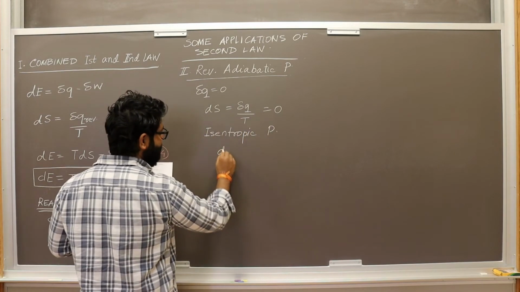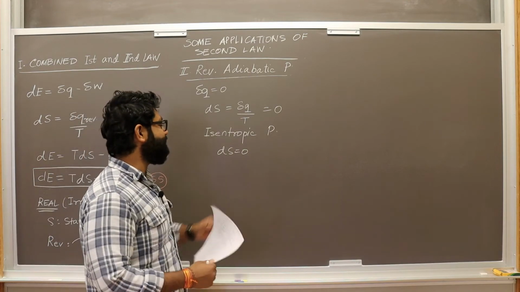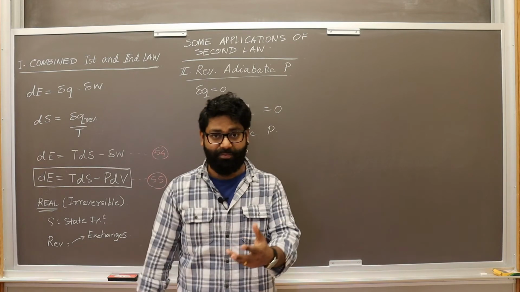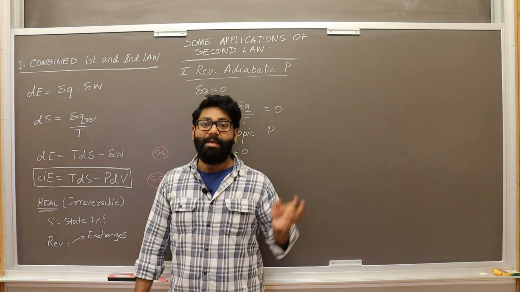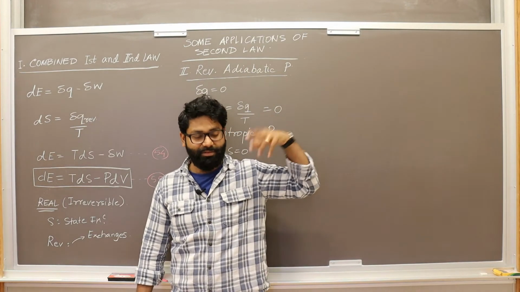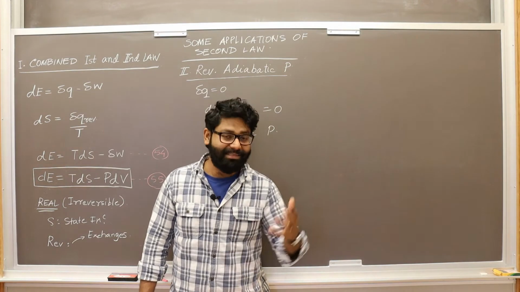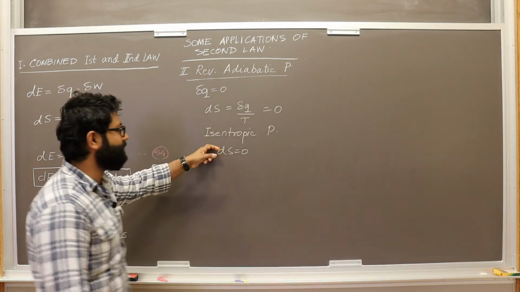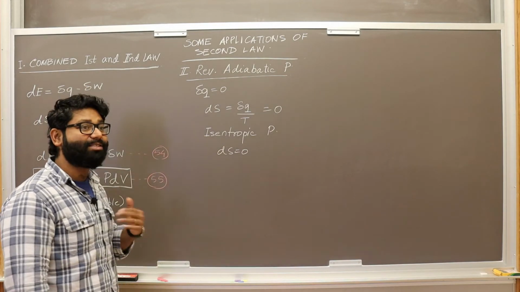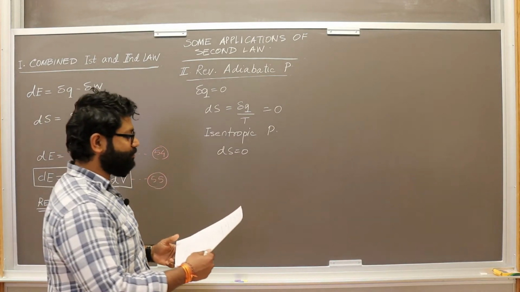In which dS is 0. Please keep in mind that this means that there is no change in entropy. That doesn't mean that the system itself doesn't have entropy. The system has entropy. But when the system was undergoing this adiabatic process, there was no change in entropy. That's the idea of an isentropic process. Please understand that this doesn't mean that the system has no entropy. The system has an entropy. This means that there was no change in the entropy of the system.